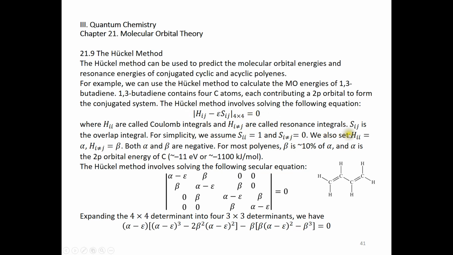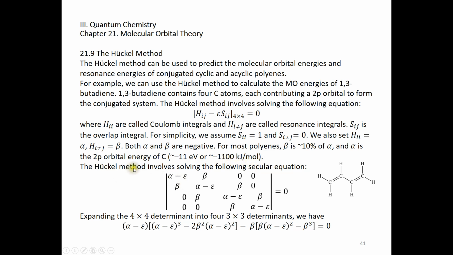We also set H sub ii to be alpha, and H sub ij to be beta, when i and j are different. Both alpha and beta are negative. For most polyenes, beta is around 10% of alpha, and alpha is simply the 2p atomic orbital energy of carbon. We can look up this value. It's roughly negative 11 electron volts, or negative 1,100 kilojoules per mole.